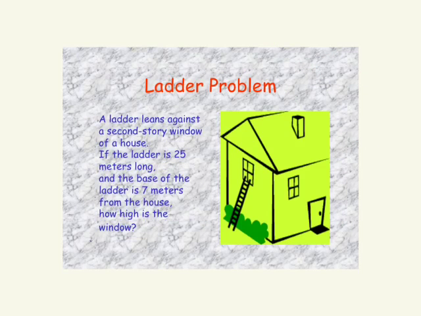All right, let's look at another example. Here we have a ladder problem. A ladder leans against a second-story window of a house. If the ladder is 25 meters long and the base of the ladder is 7 meters from the house, how high is the window? Well, let's think about this. The ladder leans up against the house. If you look at this, that ladder creates a right triangle. Now, they told us that the ladder was 25 meters long, and we know that it's 7 meters from the house. So I'm trying to find that missing distance there.